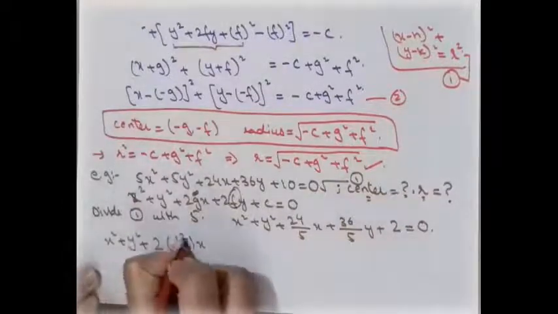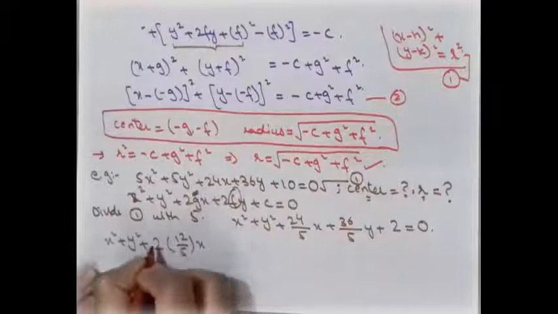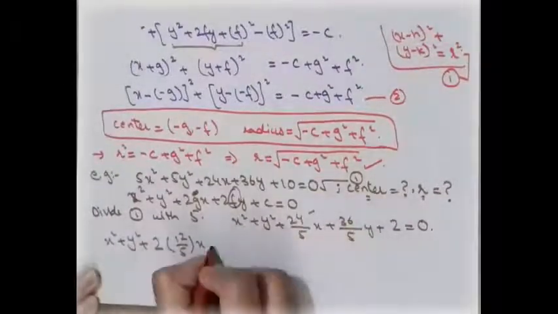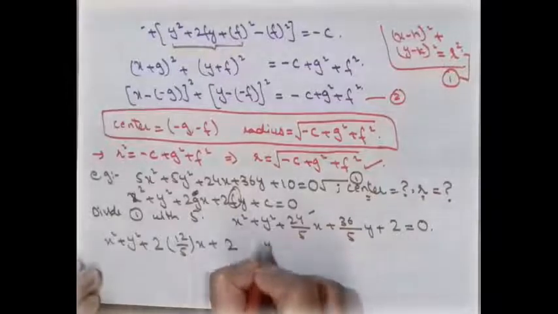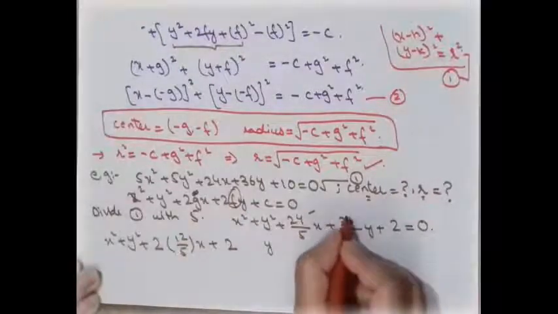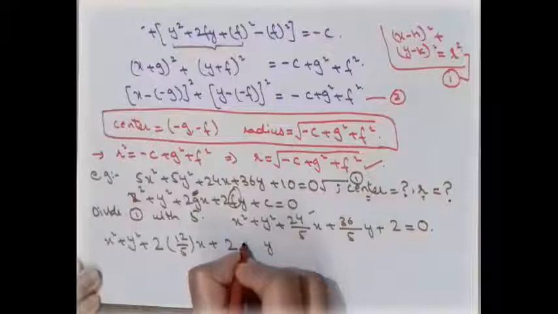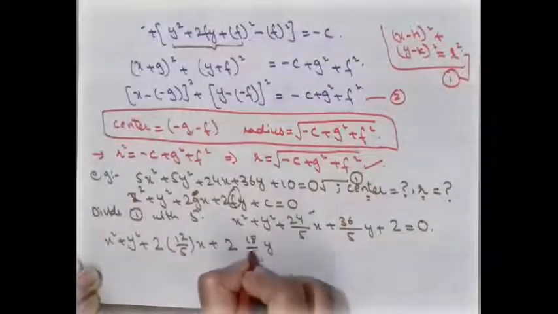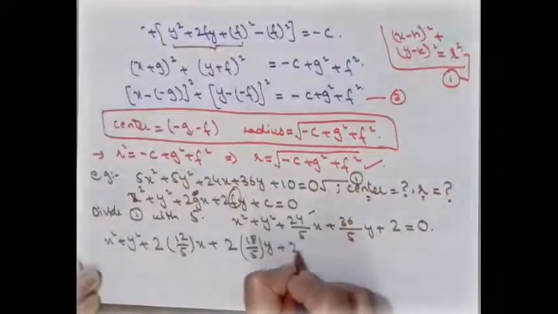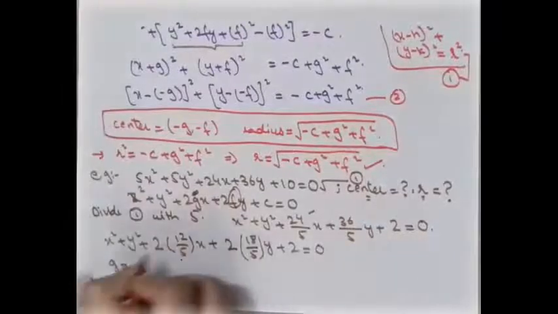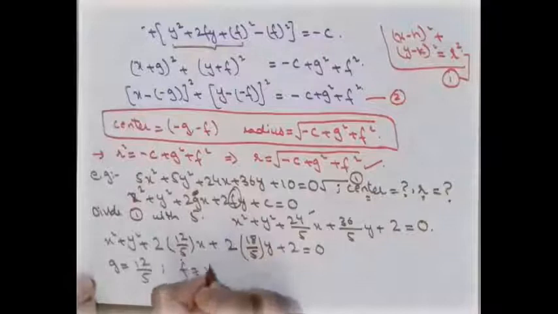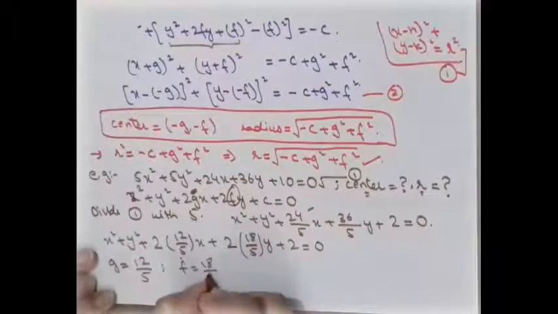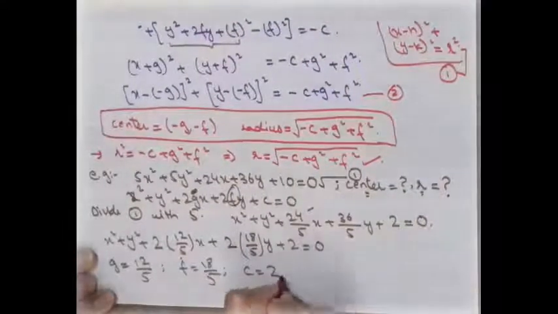If we write 12 over 5, then if we multiply it back, this factor plus the 2 is in the formula with y. So we have to compute the value of f by using this. If we write 18 over 5 plus 2, which is equal to 0. The value of g is 12 over 5, the value of f is 18 over 5, and the value of c is 2.